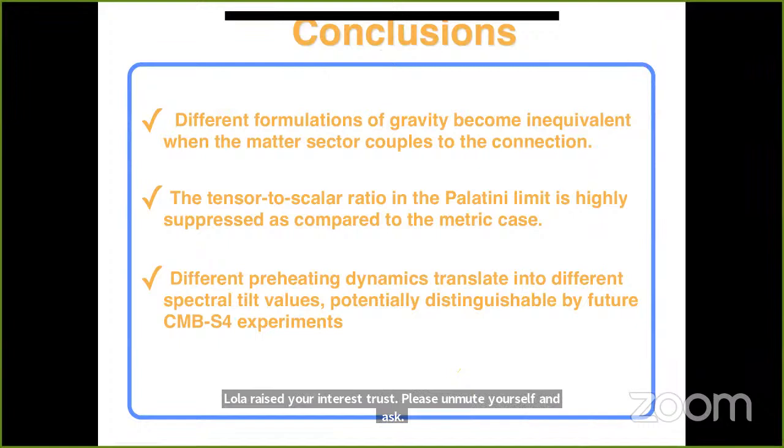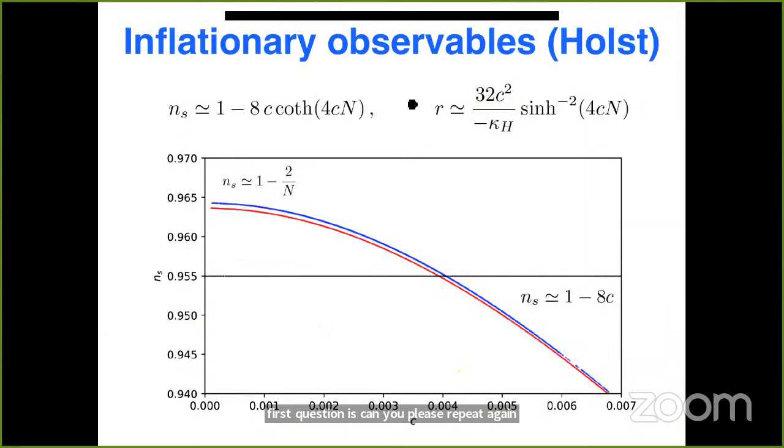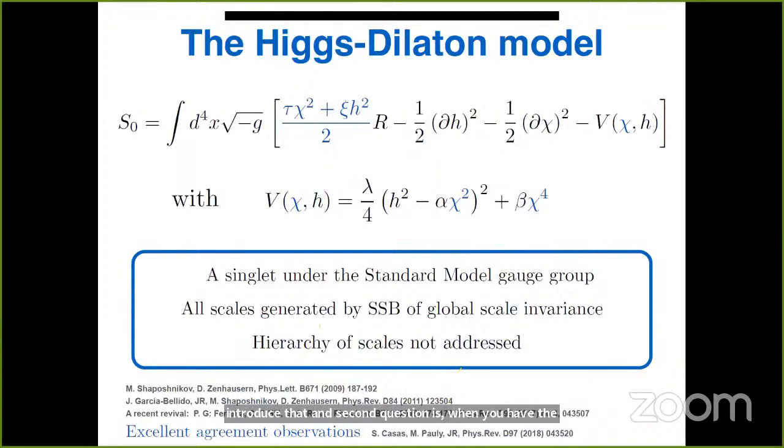Yes, thanks. Thanks a lot for the talk. I have a couple of questions about the model that you're using. So first question is, can you please repeat again where the dilaton comes from? What is your reason to introduce that? And the second question is, when you have the current that is conserved, which allows you, if I understood well, to have an evolution along those colored lines that you were showing, and then from there you decompose into phi and theta directions, where that comes from as well.